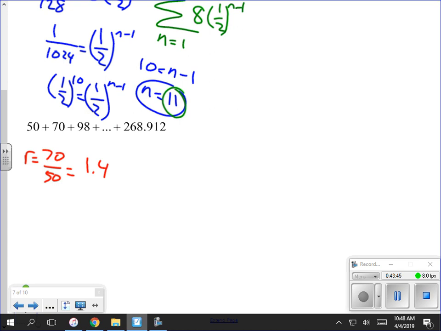This is where, like I said, solving for r is the hard part. We've done fractions. I actually think the fractions are easier than the ones with the decimals, personally.